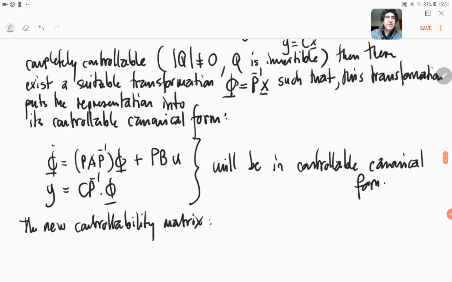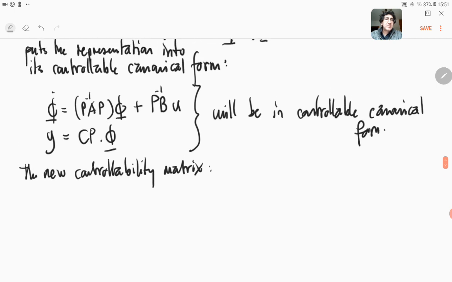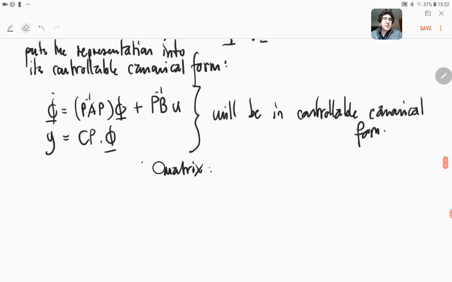Guys, I think I have made a mistake here, so let me correct. This is not P minus 1, but it has to be P to the power minus 1 AP, P to the minus 1 times B, and instead of Cp to the power minus 1, it has to be Cp. Okay, so let me correct that. And in fact, we can actually check that. Okay, so let me erase this part. Let's make that calculation to convince ourselves that this is the case.